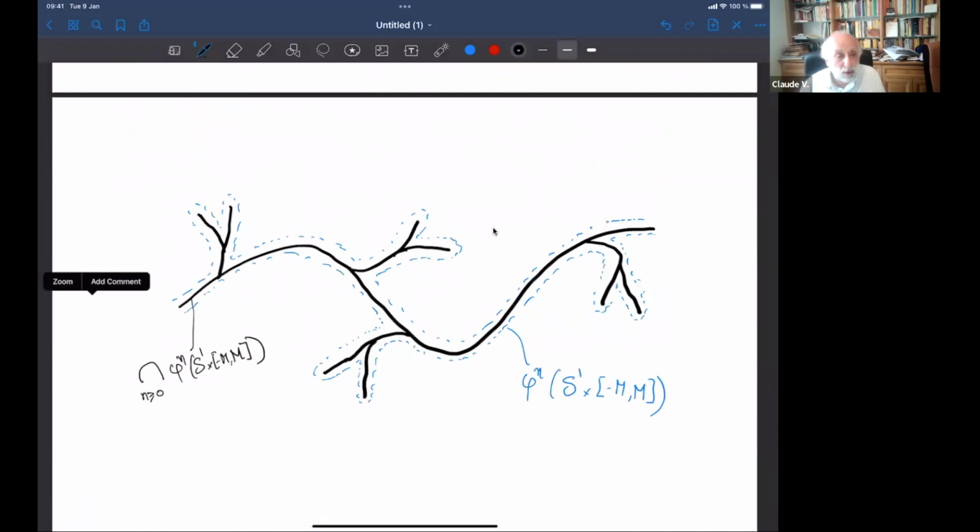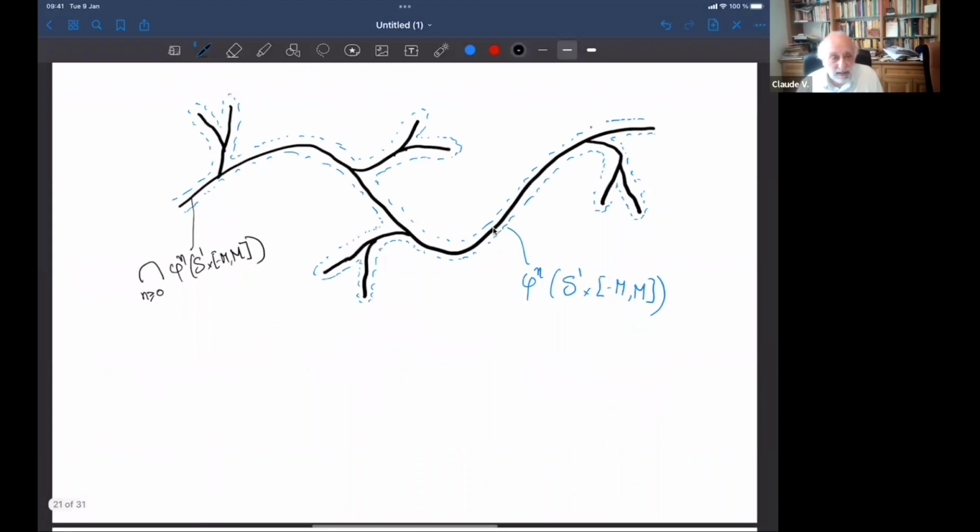Inside the blue region is phi n of S1 times minus m. When you take the iteration, it will be preserved, so you get thinner and thinner sets. In the limit you get this black set. Now from the above you can say that this black set cannot be gamma-coisotropic.